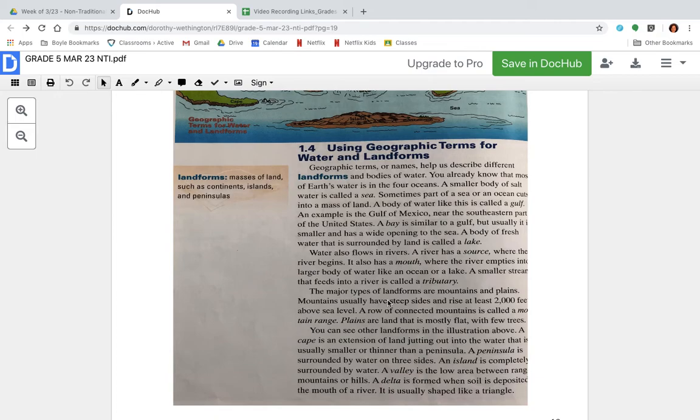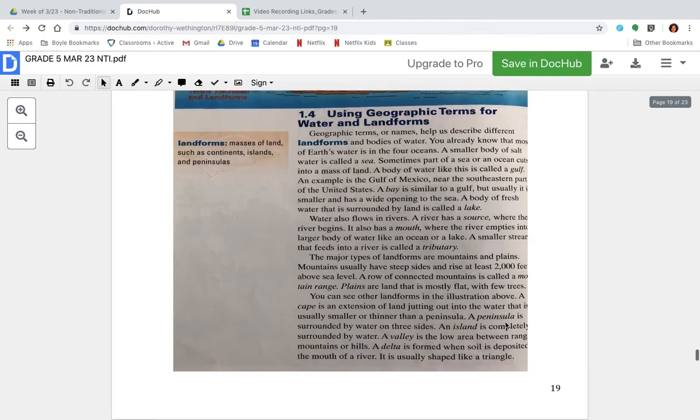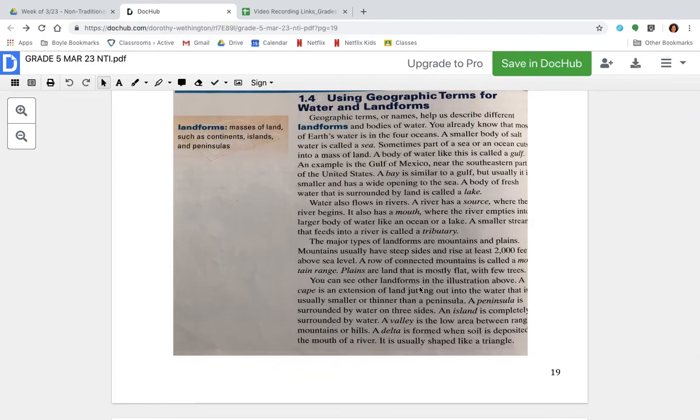The major types of landforms are mountains and plains. Mountains usually have steep sides and rise at least 2,000 feet above sea level. A row of connected mountains is called a mountain range. Plains are land that is mostly flat with few trees. You can see other landforms in the illustration above.